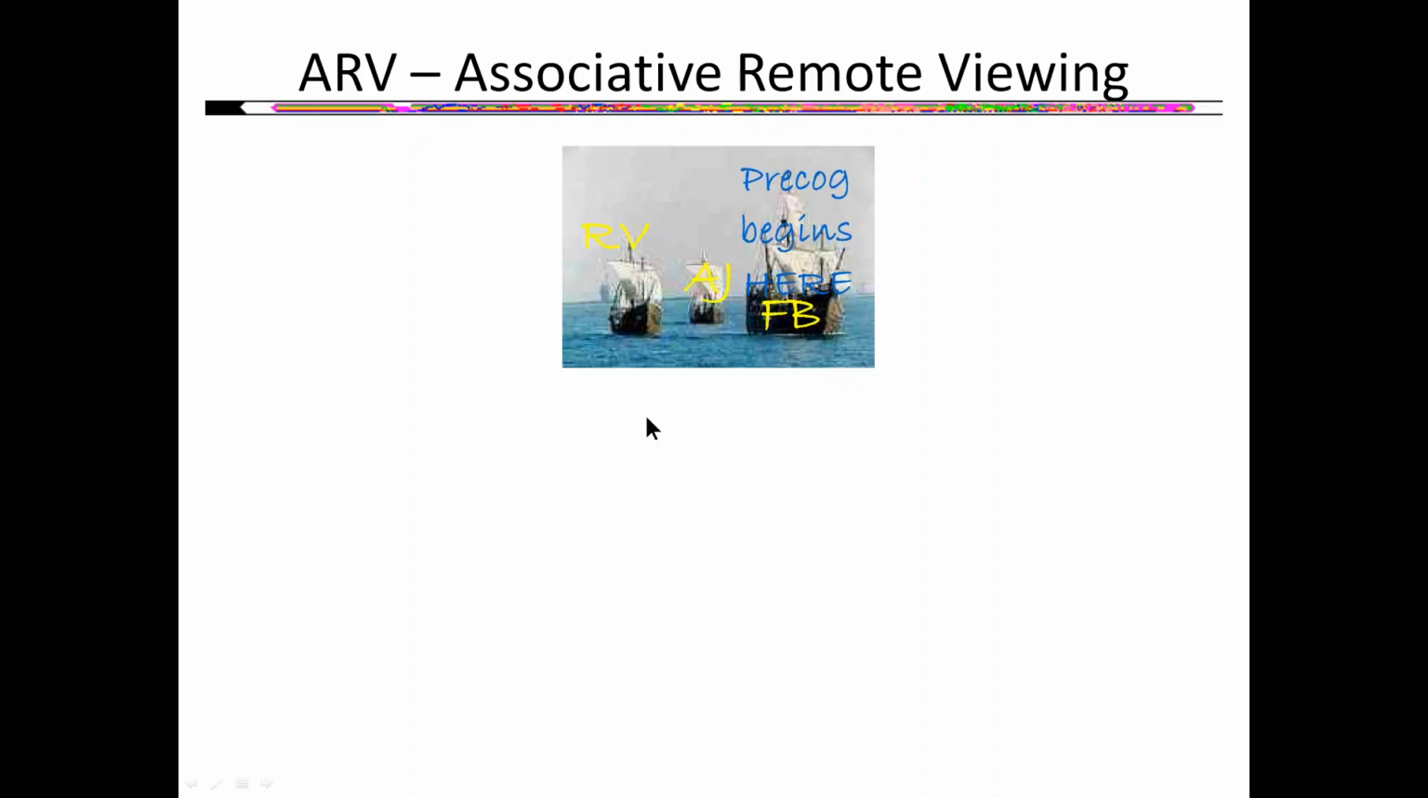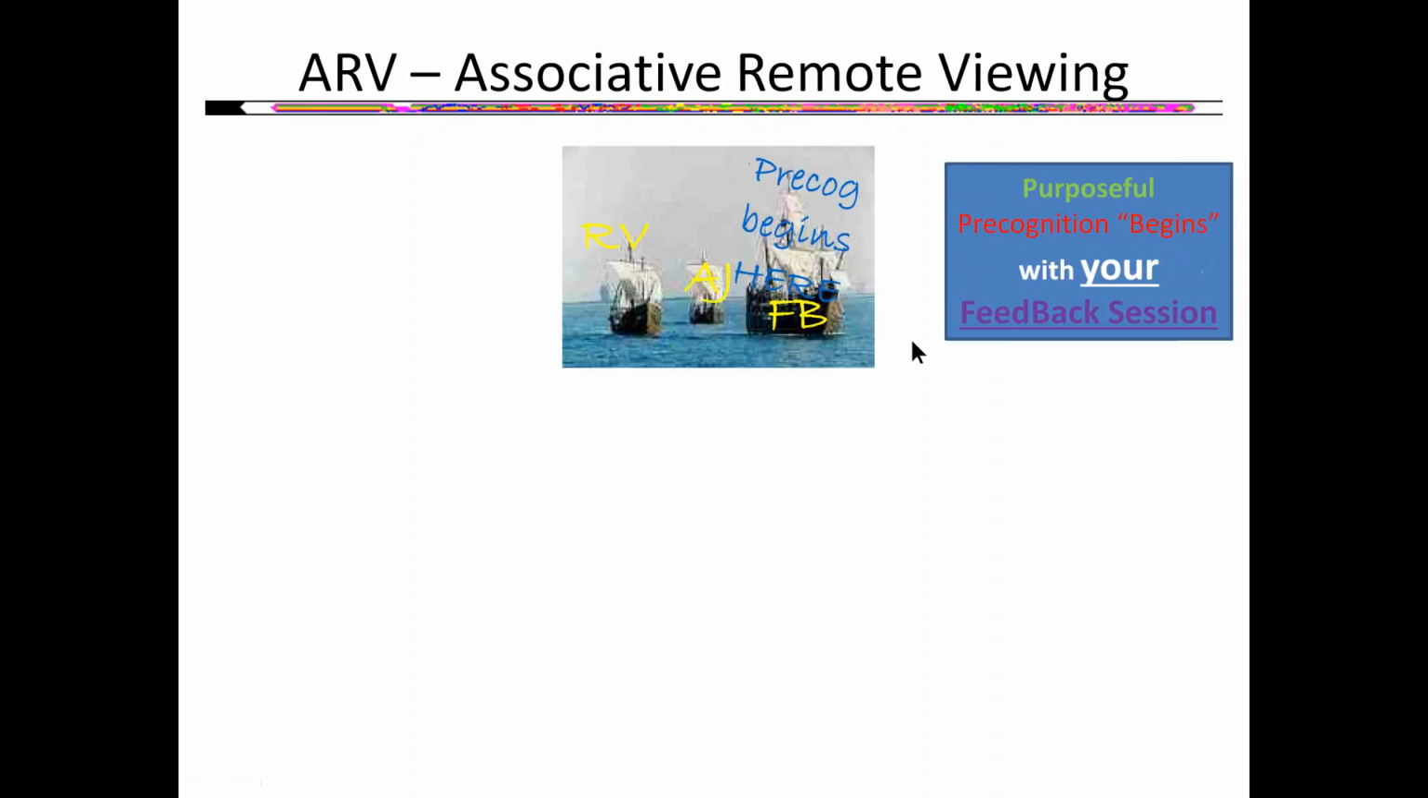Now, in linear time, we do our remote viewing session first, then we have judging, and then we have our feedback session. The task in the remote viewing session is to describe and sketch what we're going to see at the feedback session, period. This is why I always say over and over, precognition begins with the feedback session, because that's the truth, and your task is to describe and sketch the feedback target you're going to see. We are doing purposeful precognition, okay?